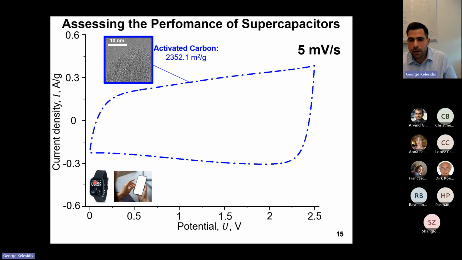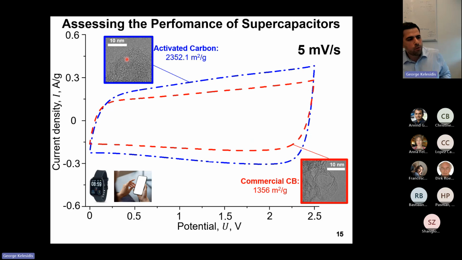So the ideal voltammogram that we expect for a very good supercapacitor is rectangular, because it indicates that charging and discharging are symmetrical, and we have an efficient absorption and release of the electrolyte ions from the carbon electrodes. And the voltammogram that we obtained for this activated carbon is actually very close to the ideal shape.